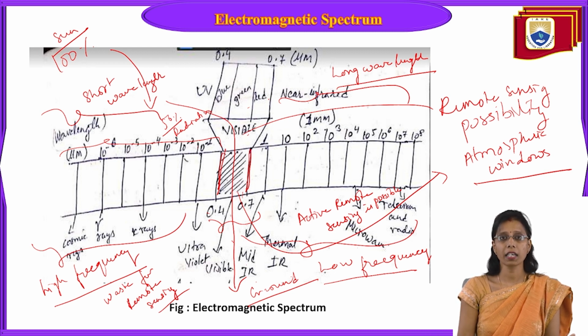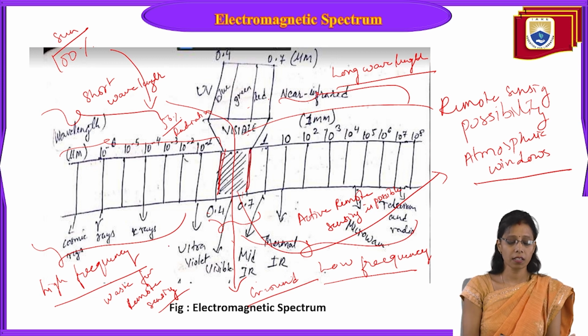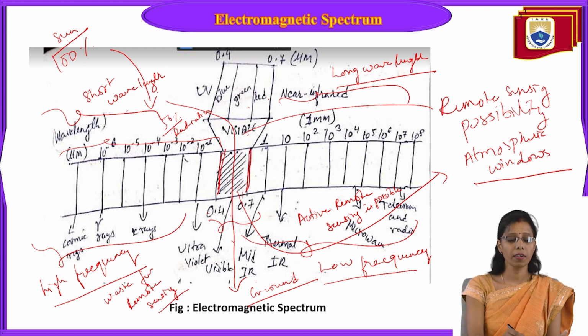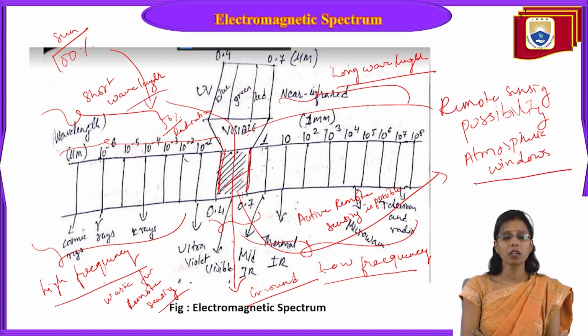It is for the active remote sensors, whereas this high frequency region is totally waste for remote sensing, whereas this visible region is only possible for passive remote sensing. So your total electromagnetic spectrum is divided into three parts. One is short wavelength, the other one is visible, the third one is long wavelength region. So short wavelength region is not useful for remote sensing.